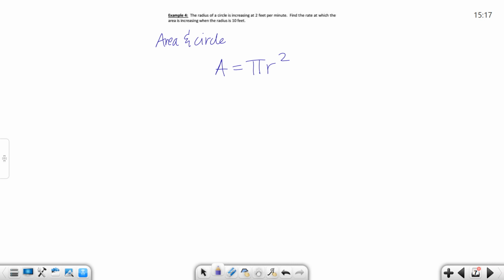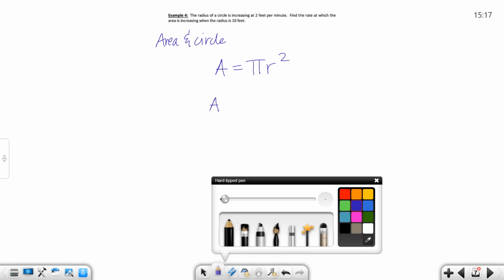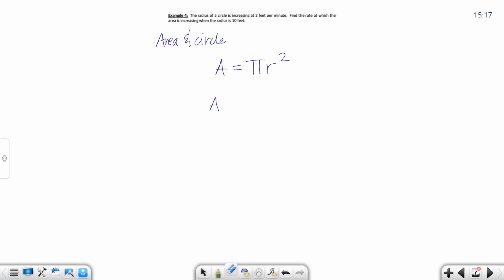Now with this, we're going to take the derivative of these sides with respect to t. We're seeing how fast the area changes over time, seeing how fast the radius changes over time. So we're going to take the derivative with respect to t, just like we did our prior problems. So take this derivative with respect to t, and take this derivative with respect to t.